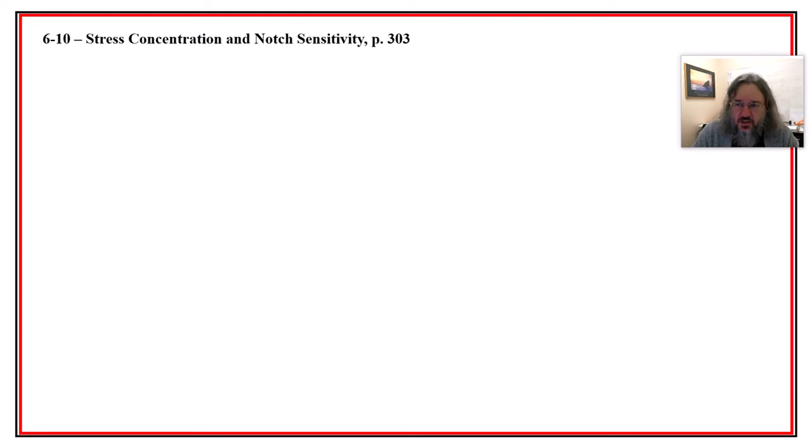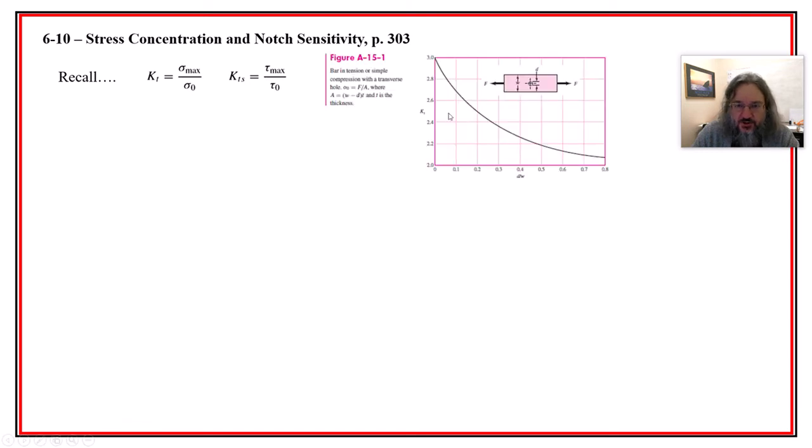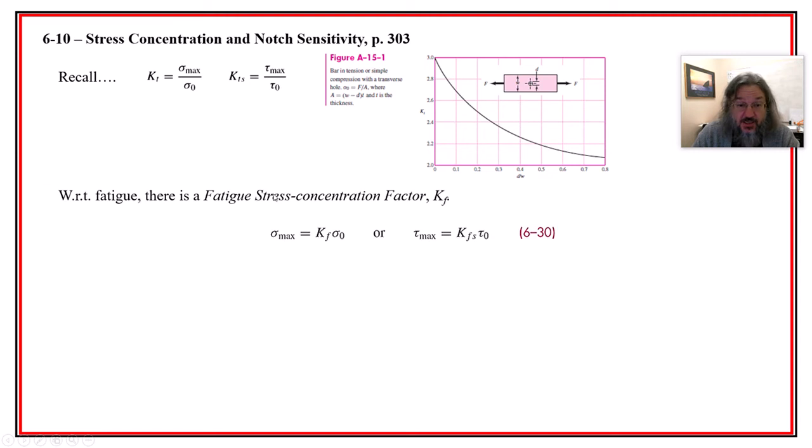Okay, so let's talk about stress concentration and notch sensitivity. You recall that stress concentration, KT and KS, we were able to get from figures in the book, from Peterson's stress concentration. Here's a typical one, for just having a hole in a plate that's in tension. But now we're going to change it into fatigue stress concentration. We're going to convert that T into an F. And so now we're going to find the maximum stress, still multiplying that KF times the nominal stress, whether it be normal stress or shear.